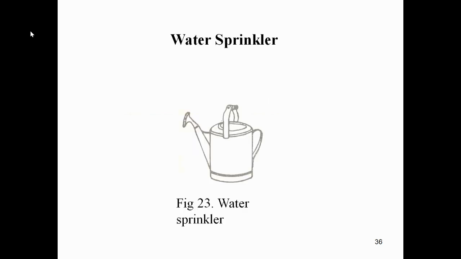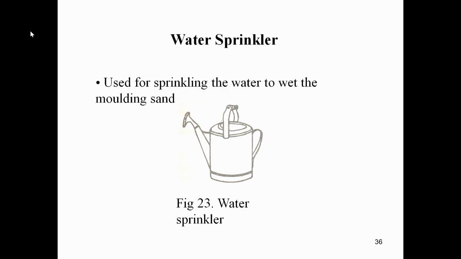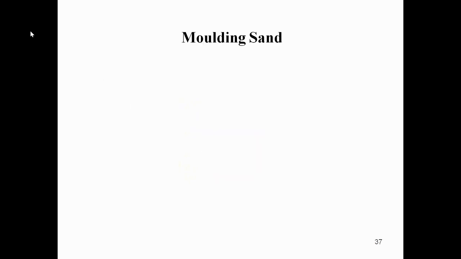And the next one is the water sprinkler. This is very important in the foundry. Why? Because without the water sprinkler, the molding sand would not stick or become wet. It is used for sprinkling water to wet the molding sand so that we can use the molding sand in a proper manner to prepare the cavity.